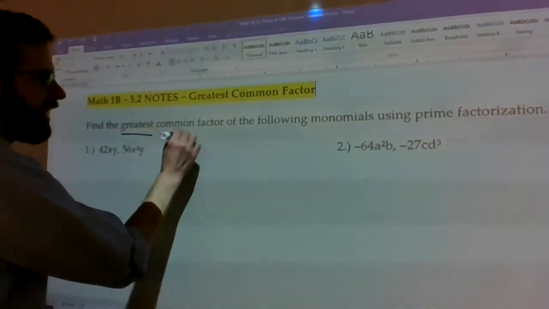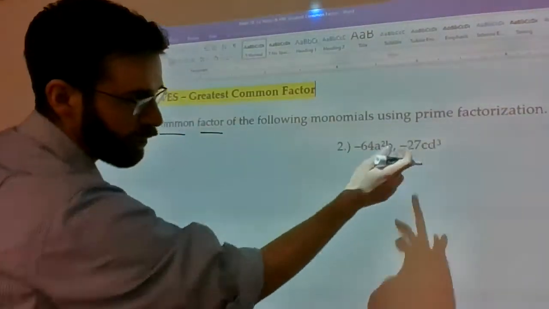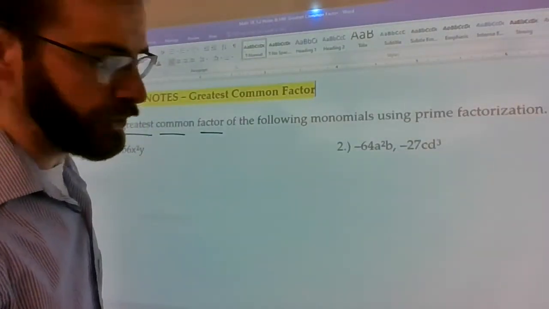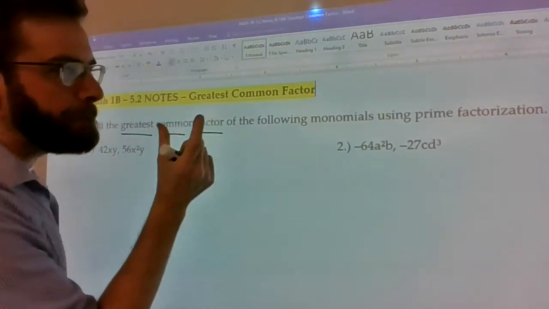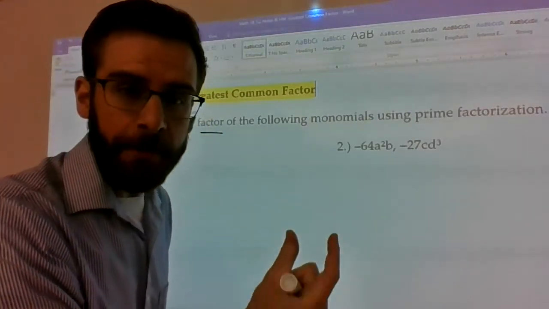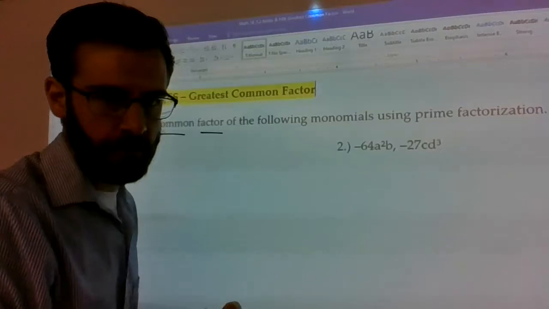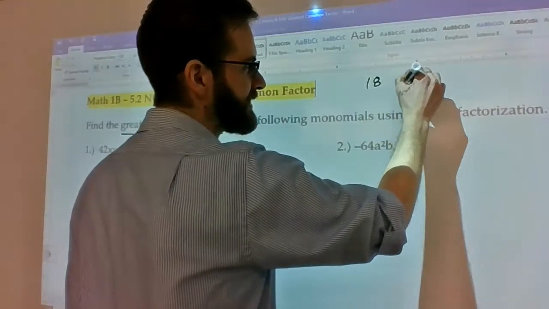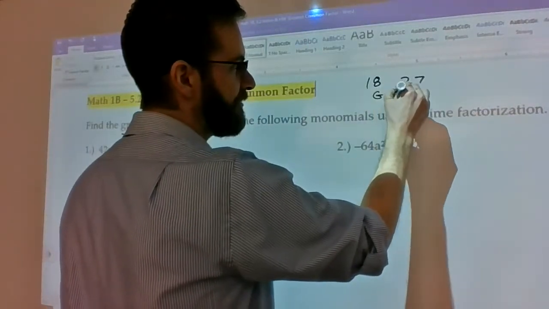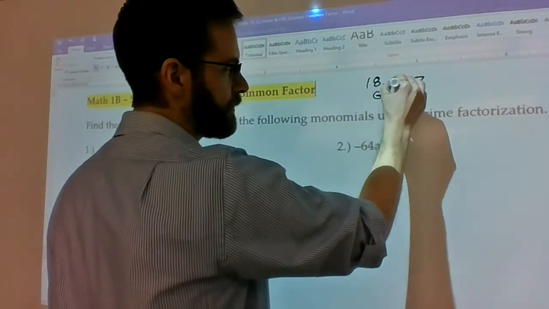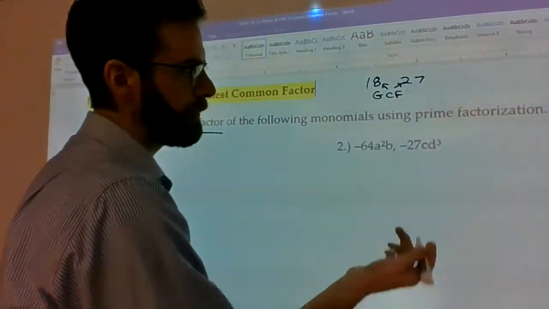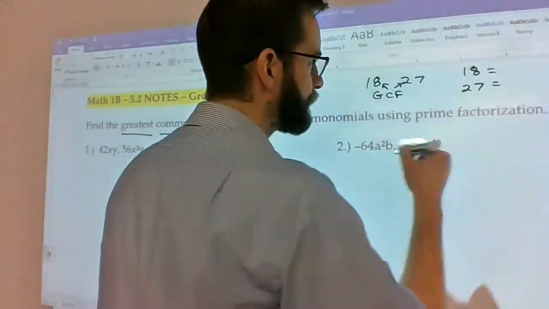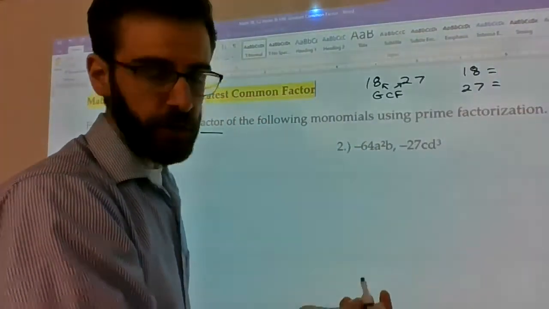So the greatest common factor between two or more monomials, or as you'll see later on, polynomials, is the biggest quantity that they both can divide out. So, for instance, like 18 and 27, the greatest common factor between these two can be determined by doing the prime factorization for each one of them.